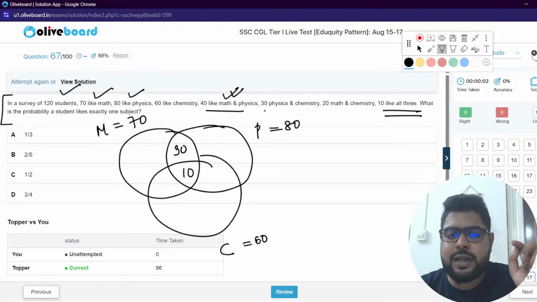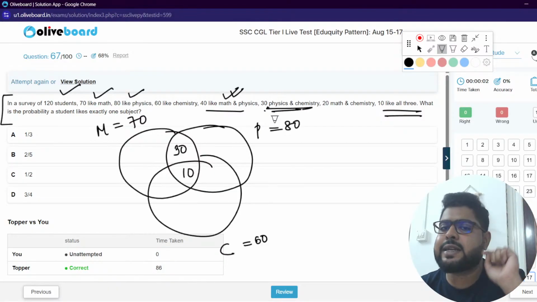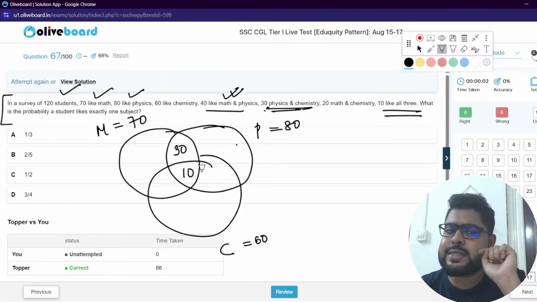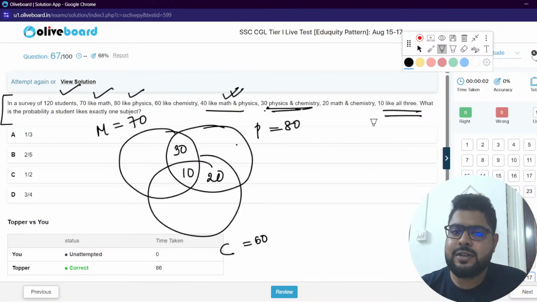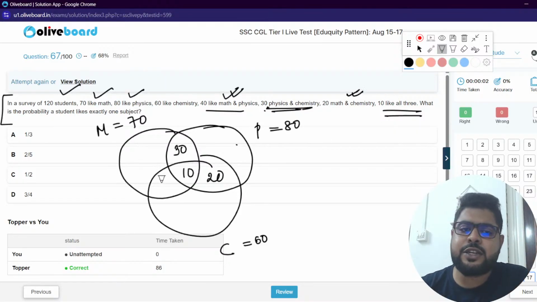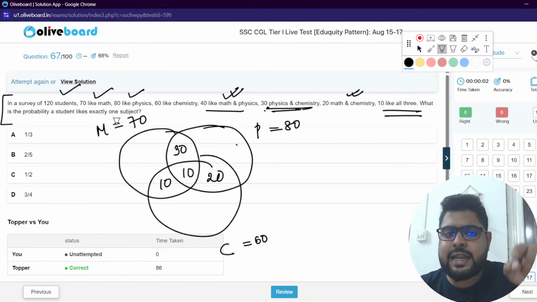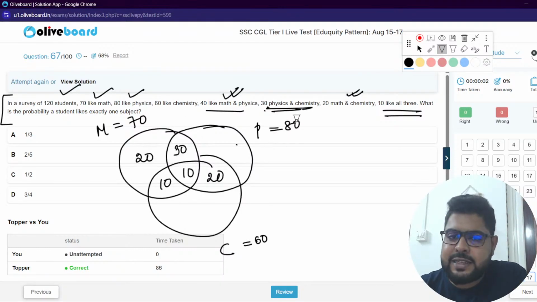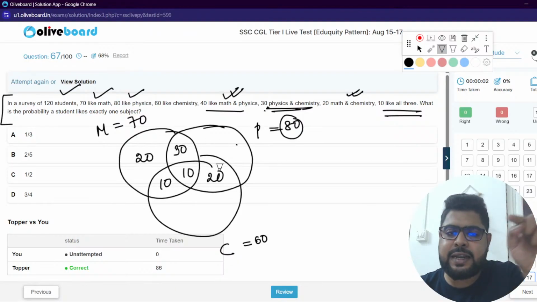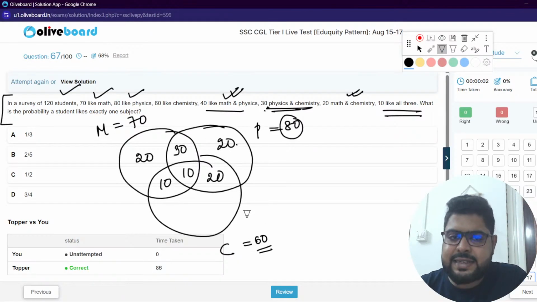So this part only is 30, because the total should be 40. Physics and chemistry is 30, and 10 is there, so 20 here. Math and chemistry is 20, 10 is there, so this is 10. The math circle value is 70: 30, 10, 10, 40, so 50 is gone, and this is 20. The physics circle value is 80: 30, 20, 50, 60 gone, so this is 20. Chemistry is 60, so 40 gone, and this is 20.